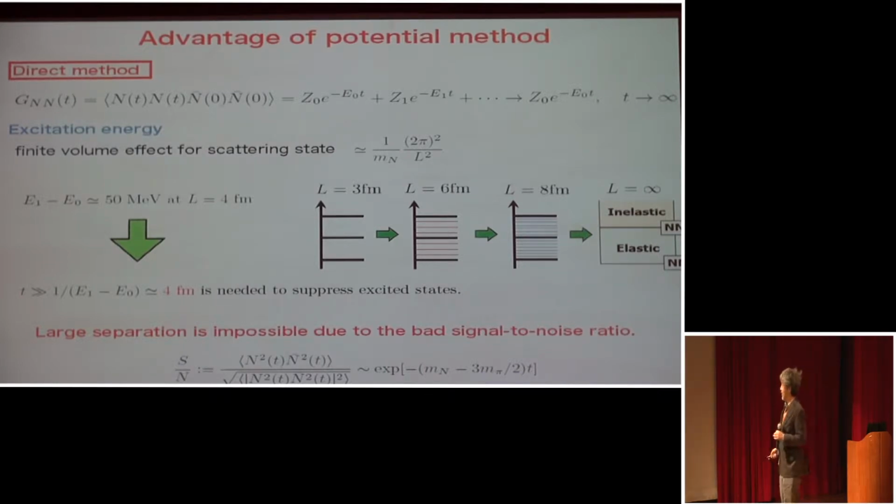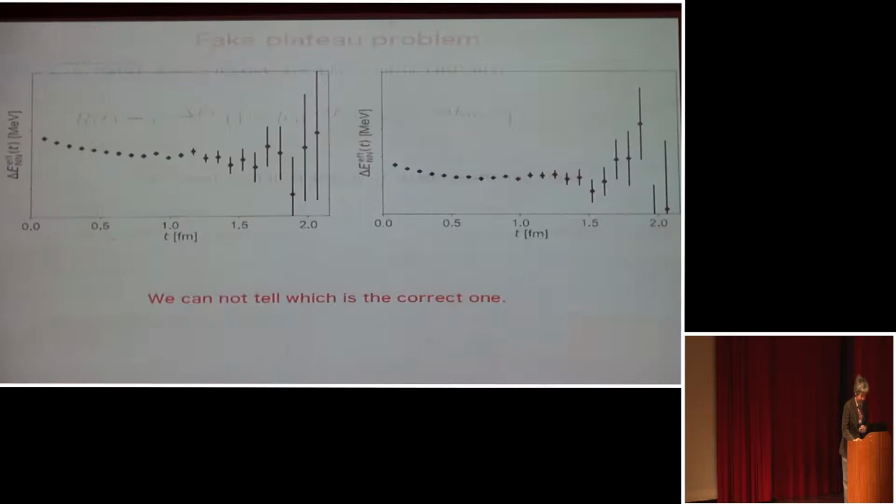However, unfortunately, such a large time separation is difficult or almost impossible due to the bad signal to noise ratio for the baryons. The signal to noise ratio is suppressed exponentially in T with some prefactor like this. So it's very hard, and we need some small T evaluation.